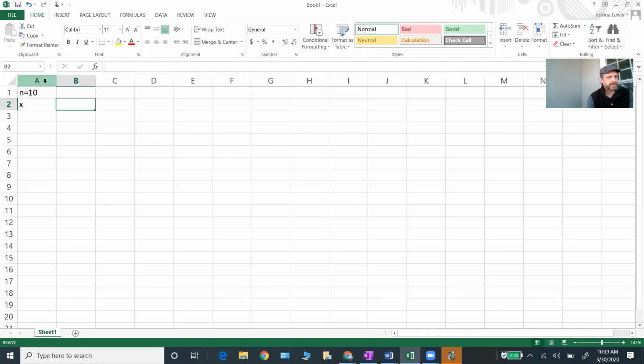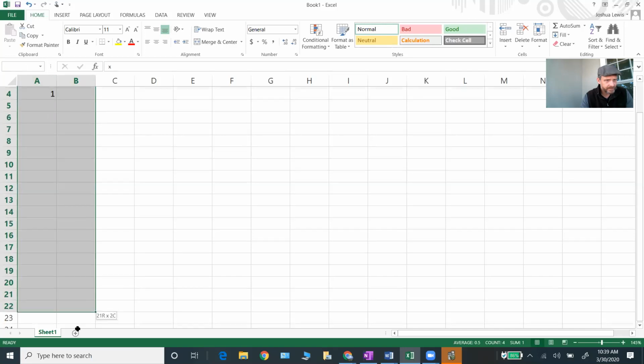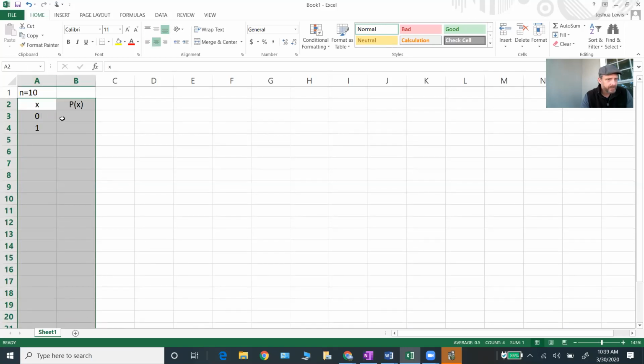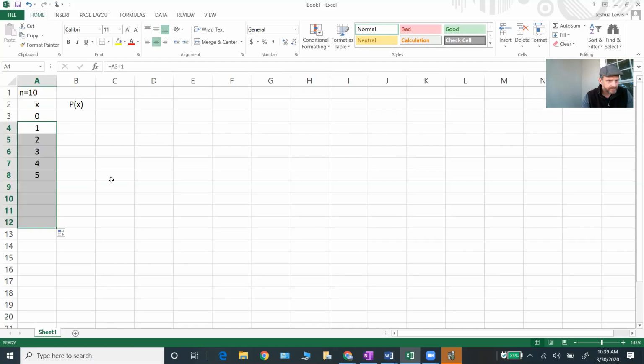And so I'm going to have my x, meaning my number of successes, and my probability of success, okay? Now, what are my possible values of the random variable? Let's think about this. I have 10 patients. Treatment could be successful for 0, or 1, or 2, or 3, all the way up to 10, right? So my values of x will be 0, 1, and so on. I'm going to drag this down. There's my values of the random variable.